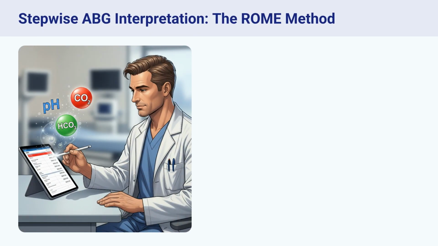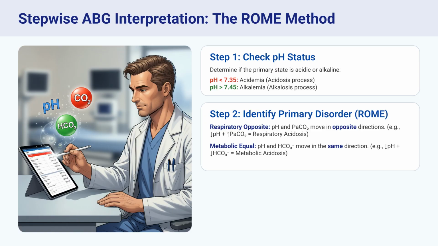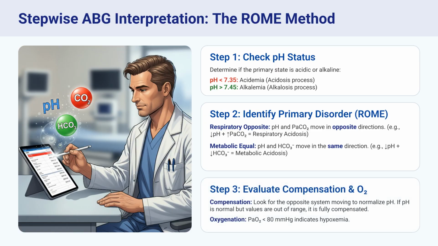ABG interpretation uses the ROME method. Step 1 is checking the pH. Step 2 uses ROME to identify the primary disorder. Respiratory values move in the opposite direction of pH, while metabolic values move in the equal direction.